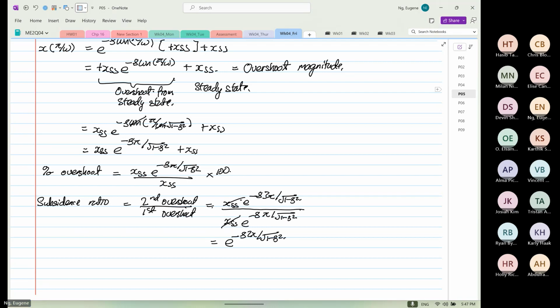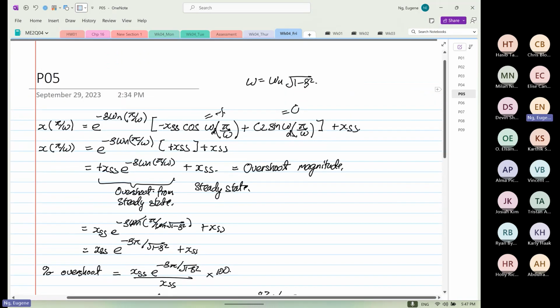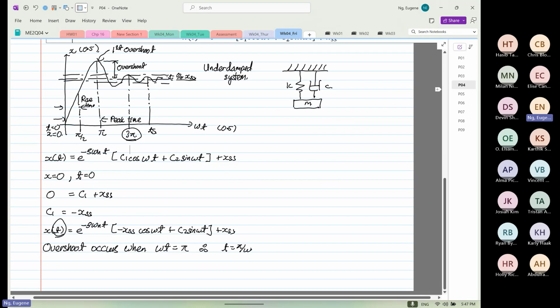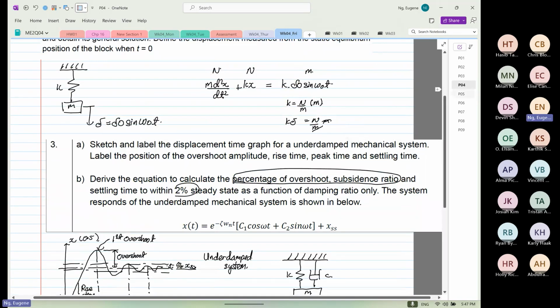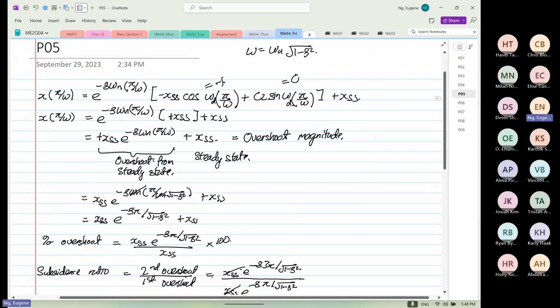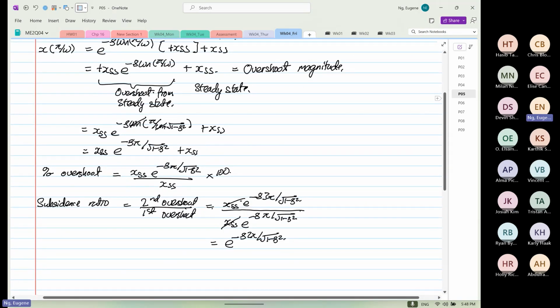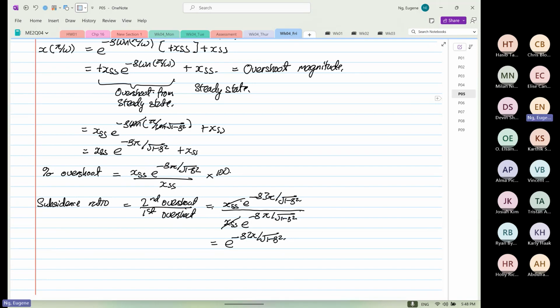That is the subsidence ratio. And the last one asks you to find the 2% steady state. Now, I know this is just formula. So let's say you calculate your zeta wrongly, you won't get 0 all the way, you get what I mean? We just use the zeta. So for example, 1 mark is for calculating zeta.